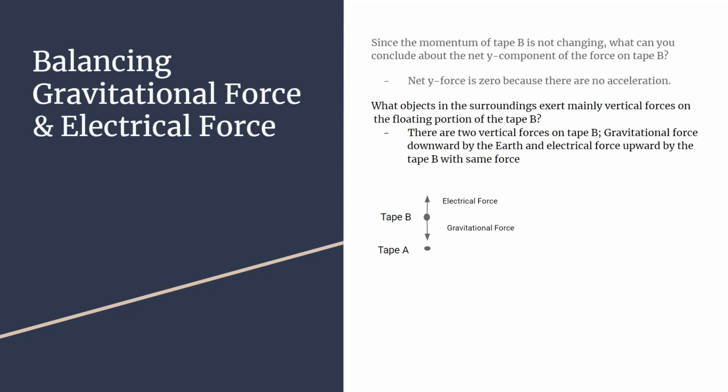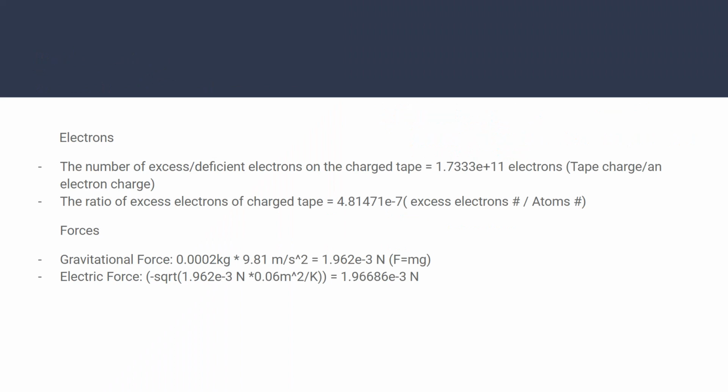And for the force balance, if there is no momentum change, it means there is no acceleration, no net force, so the net y force is 0. There are two main forces on tape B, electrical force upward and gravitational force downward, which balance with equal magnitudes. And using my result data, I calculated the number of excess electrons, the ratio of electrons, and electron forces with the above equations and GlowScript.